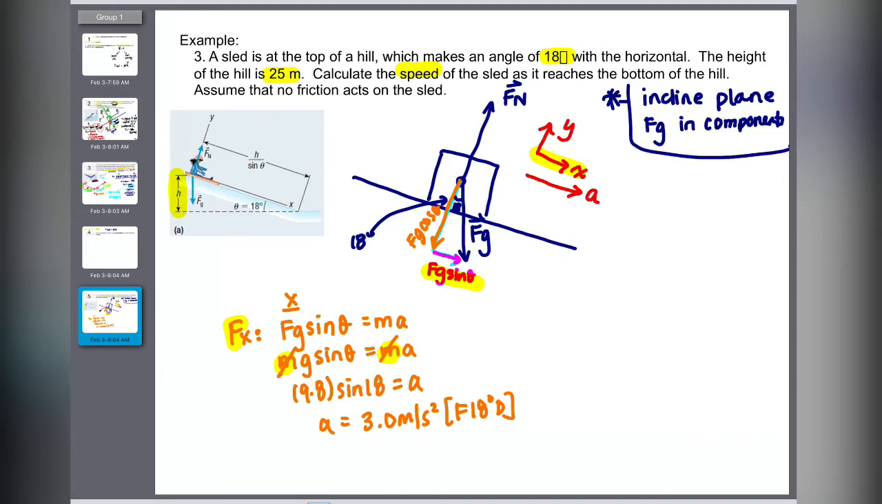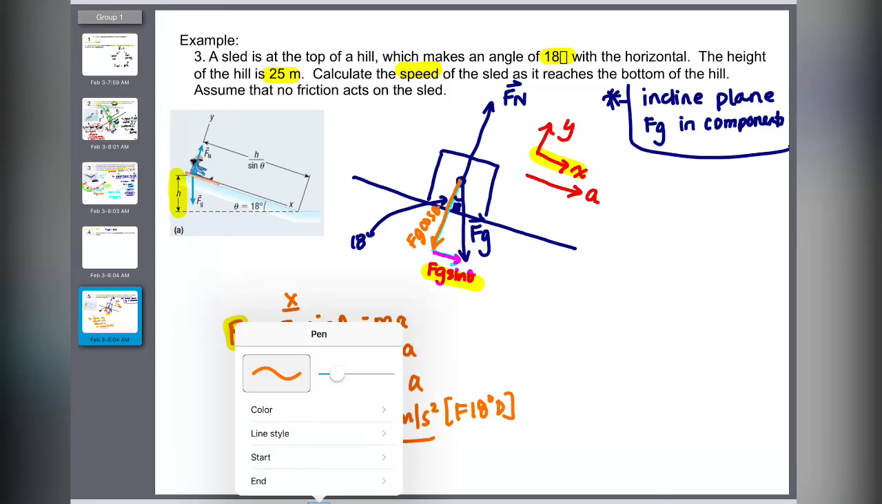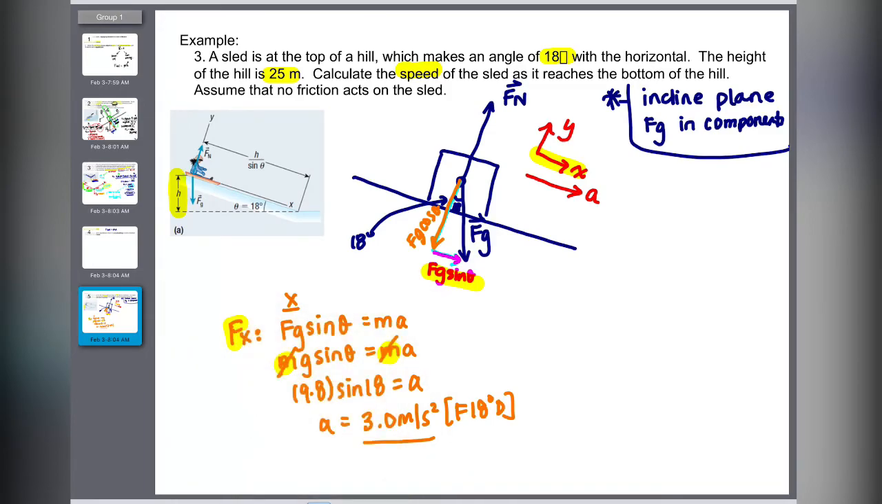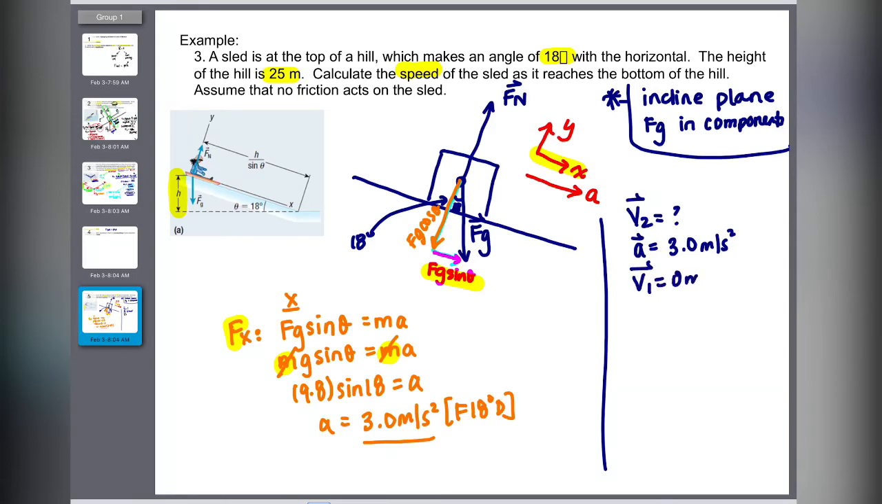I've already calculated the acceleration, and that's what I need because I now need to find the speed at the bottom. So I'm going to start my data list again. There are certain assumptions with it. I would like to know at the bottom what is v2. That's what I'm looking for. I now have found that the acceleration is 3.0 meters per second squared. And there's always an assumption. I don't know if they mentioned it, but the assumption is that you start off at 0 at the top of the hill.